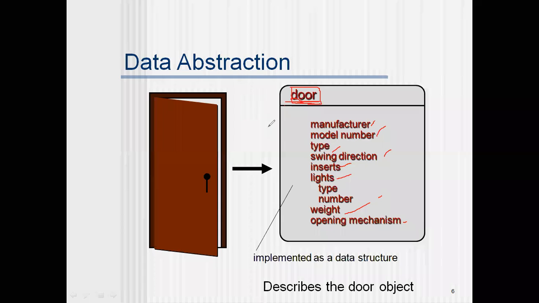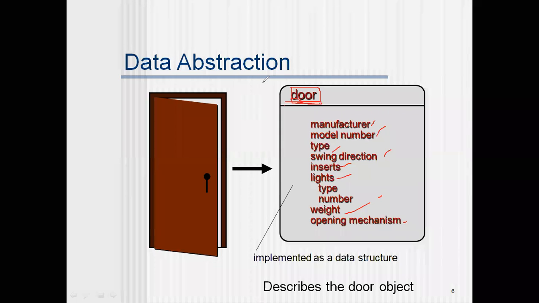This is about data abstraction. Here we are hiding the data of a particular door. Data in the sense of attributes of a particular data object. Clear?